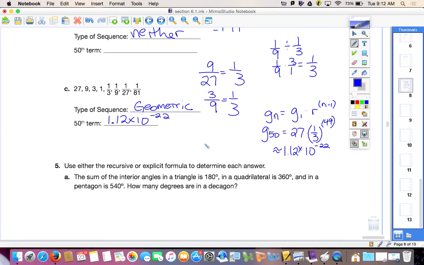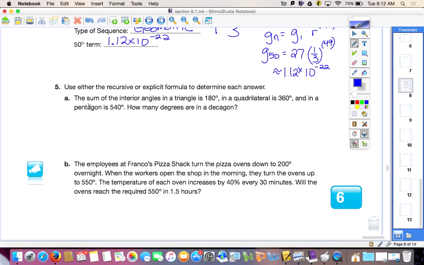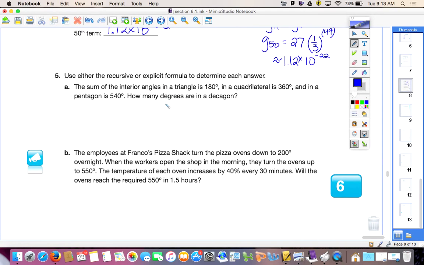Okay, so looking at problem 5, you are going to have a few word problems. The sum of the interior angles in a triangle is 180 degrees, in a quadrilateral 360, and in a pentagon 540. How many degrees are in a decagon? This takes you back to a little bit of geometry.